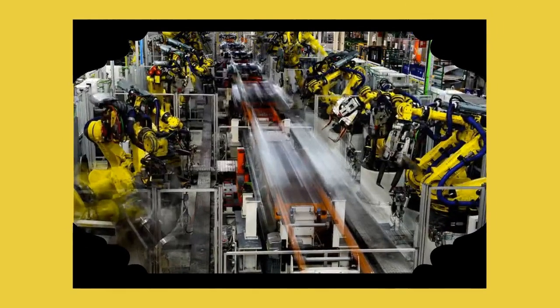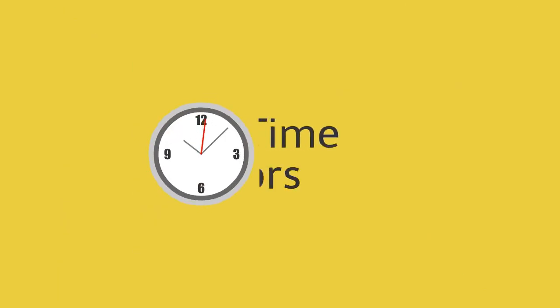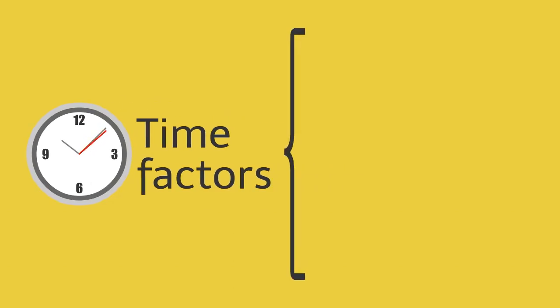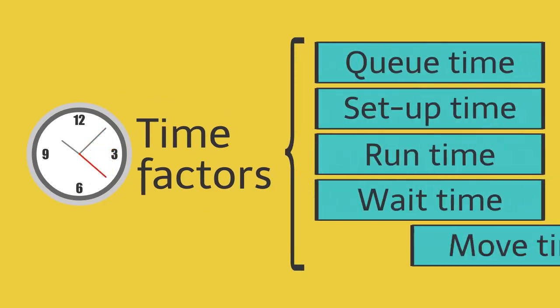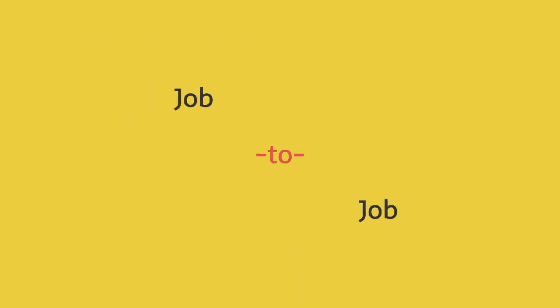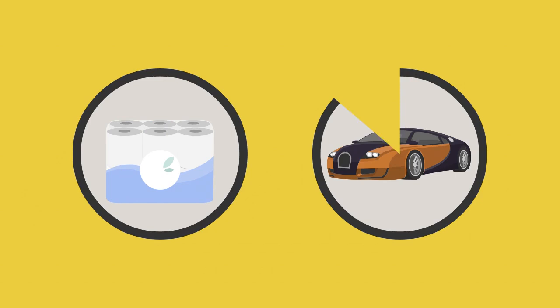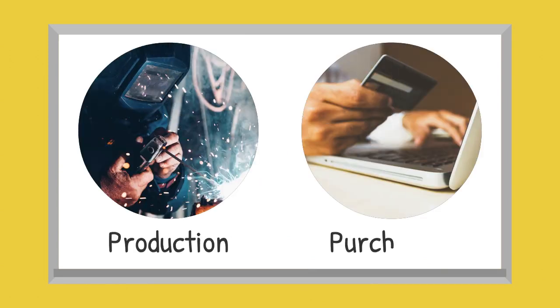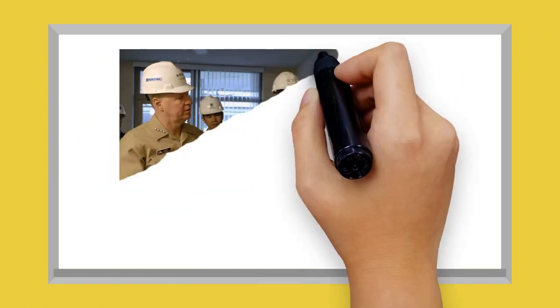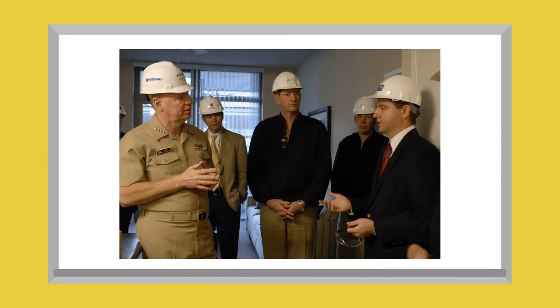As a job moves through the production facility, there are time factors that need to be planned and managed. These are queue time, setup time, run time, wait time, and move time. These will vary from job to job, and for some finished goods, the move through the production environment will be quicker than others. Expediting is a term used for hurrying something along. The term is used both in production and in purchasing. If a job or a purchase order is late, someone will be assigned to expedite the order.